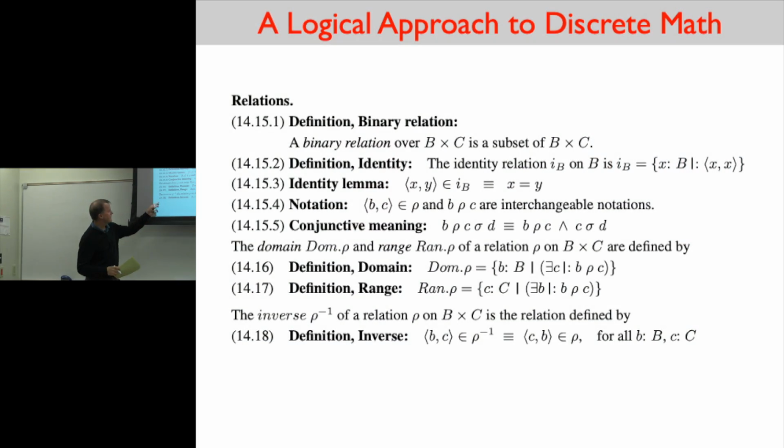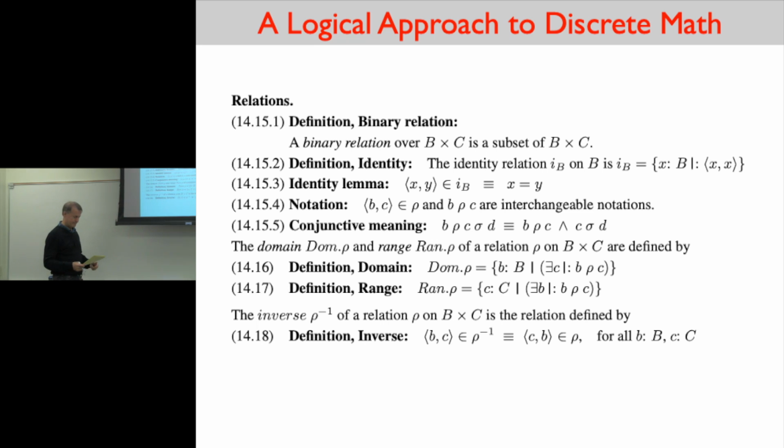Now, the next thing: we have the definition of the inverse relation on B cross C. It is the relation defined by inverse. So BC is an element of rho inverse. Now you understand this does not mean 1 divided by rho. This is like inverse sine in trig. So BC is an element of rho inverse if and only if CB is an element of rho. Watch out.